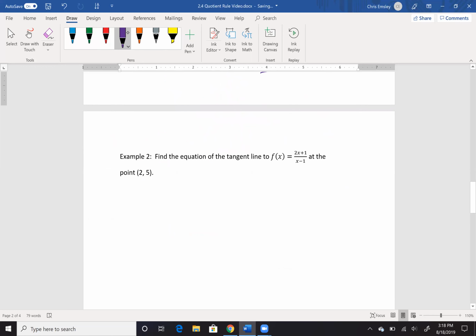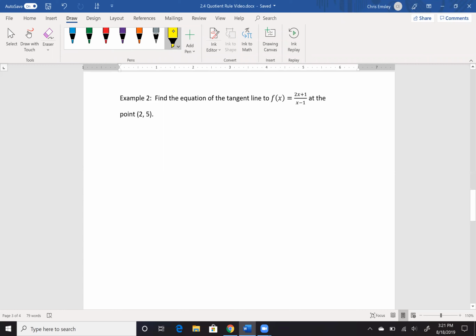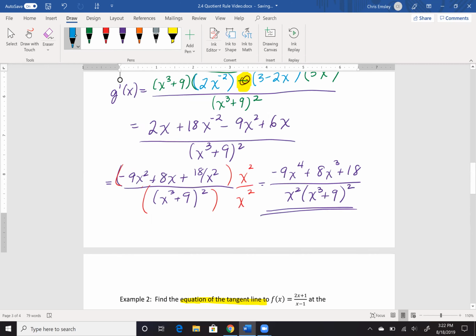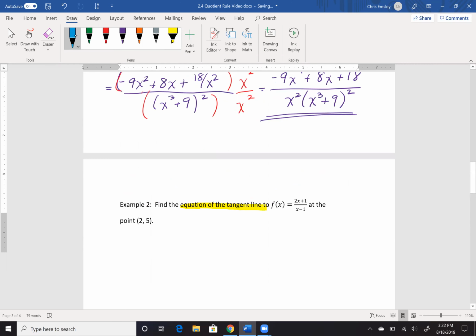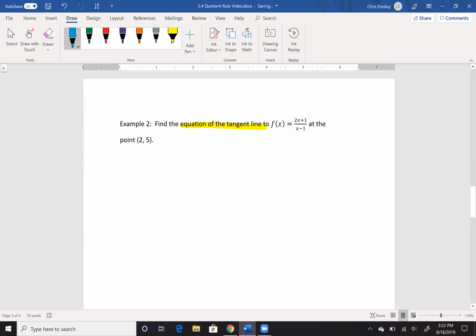Okay, again, we want to practice the problem where we need to find the equation of the tangent line. We've done this a few times already, so we know to find the equation of a line, we need a slope. And to find a slope, we need a derivative. So we need to find the derivative of f of x.